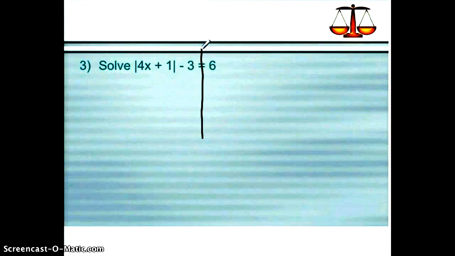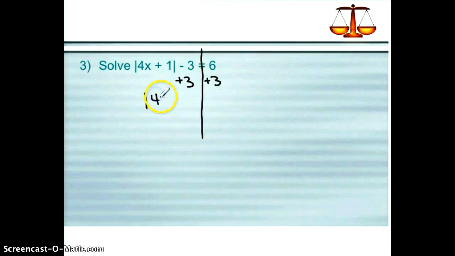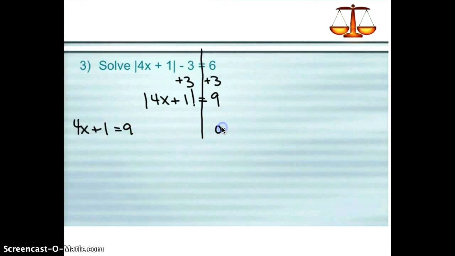All right, so first thing here, I've got something outside of my absolute value, so I need to get rid of that first. So I'm going to add 3 to both sides. And then I got absolute value of 4x plus 1 equals 9. Notice my absolute value term is alone, so I'm going to make 2 separate equations. I'm going to say, well, either 4x plus 1 might equal 9, or 4x plus 1 might equal negative 9, because both of those would give me an absolute value of 9, would be 9 spaces away from 0.